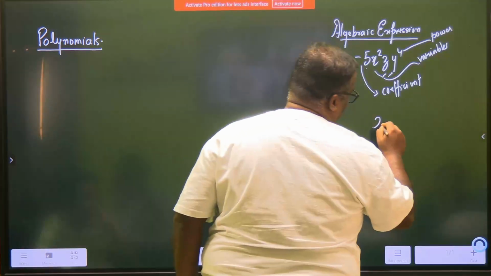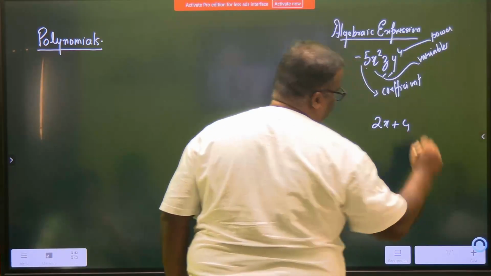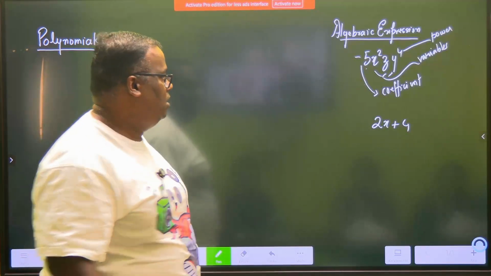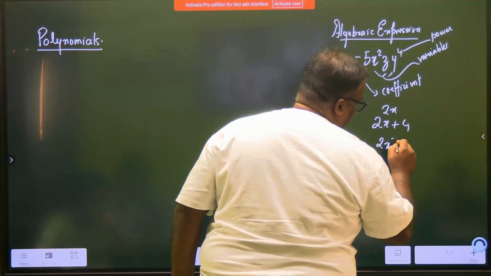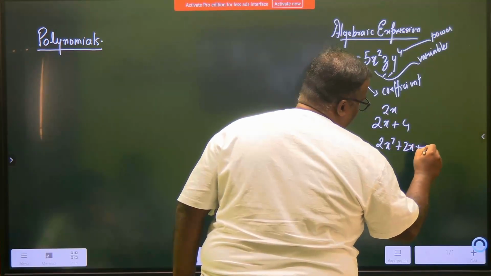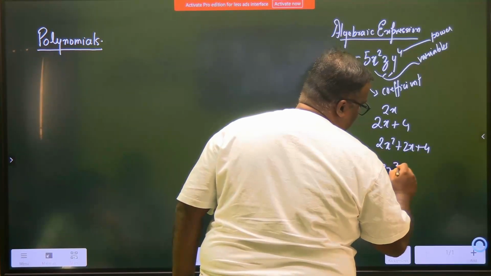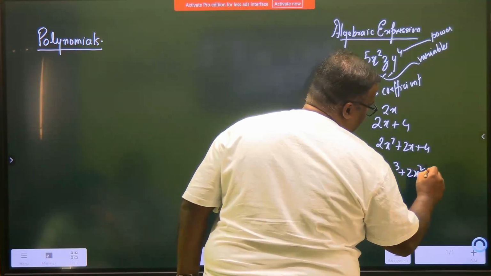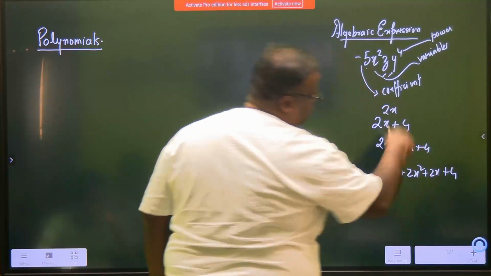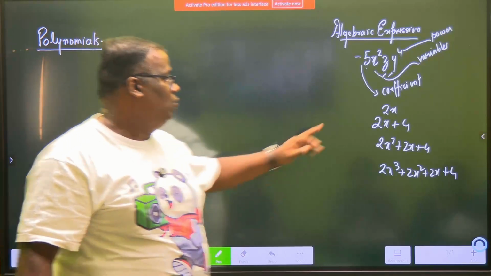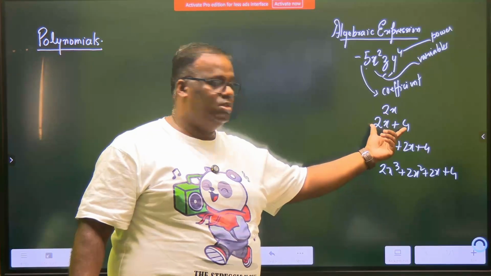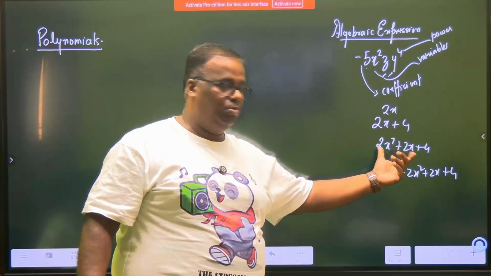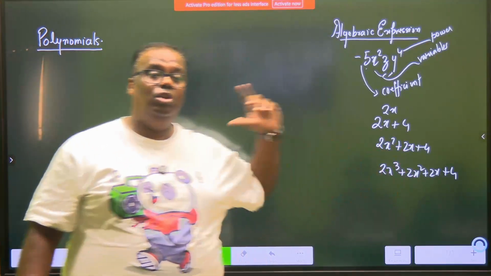Let's say I have an algebraic expression 2x plus 4. This is an algebraic expression, right? Before this, I had an algebraic expression 2x. I have another one which is 2x squared plus 2x plus 4. And I have one more which is 2x cubed plus 2x squared plus 2x plus 4. Let's look at all these four algebraic expressions. When an algebraic expression has one term, it is known as a monomial. This is known as a binomial. This is known as a trinomial. This is a quadrinomial.